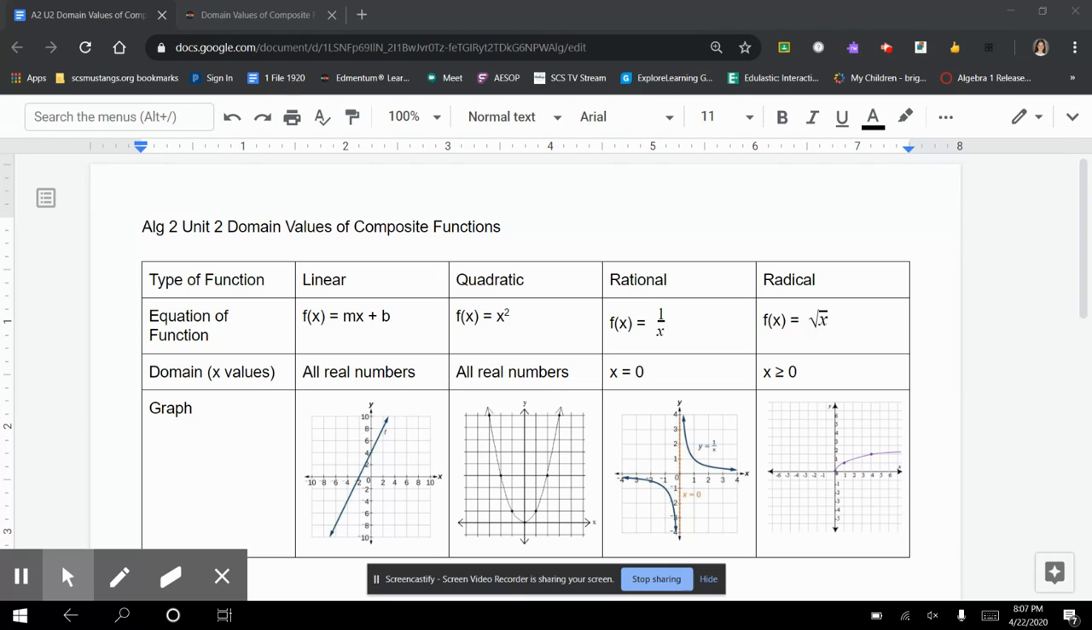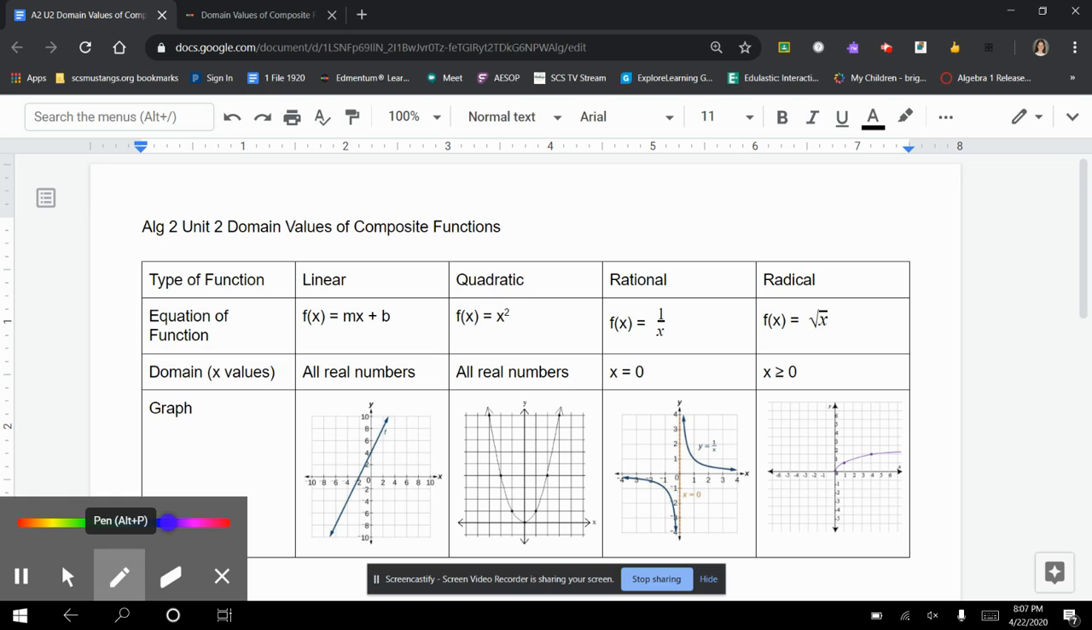All right, so with this, there are four big types of functions that we're going to take a look at and work with. They are our linear, quadratic, rational, and radical. I just want to look over them one more time because I know it's been a little while since we've had a chance to look at them together. So for our linear equations, they are usually in this equation.